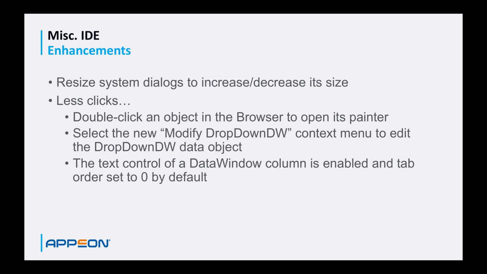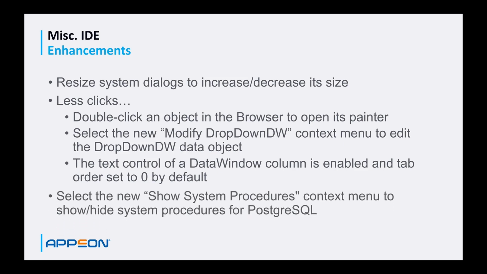It is enabled and it is set to 0 because that's the thing people most commonly do. The extra click would be for whatever reason you don't want to set the tab order to 0 or you don't want it enabled. But by default it would do that.